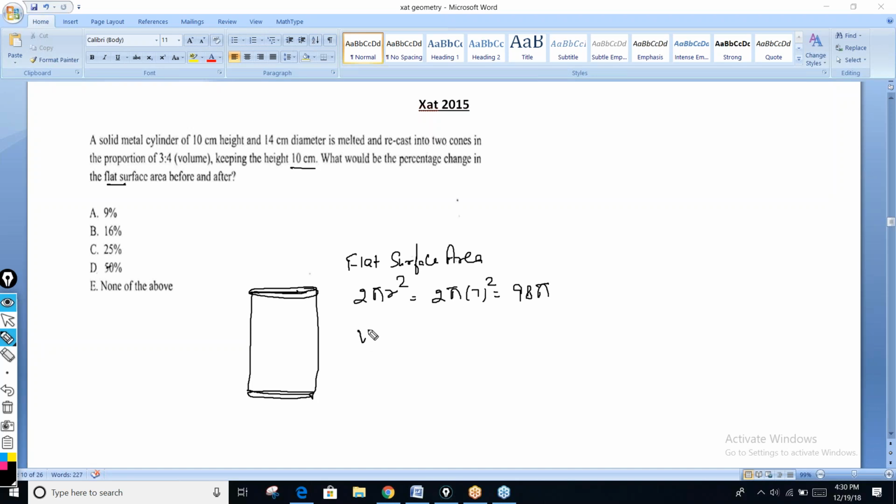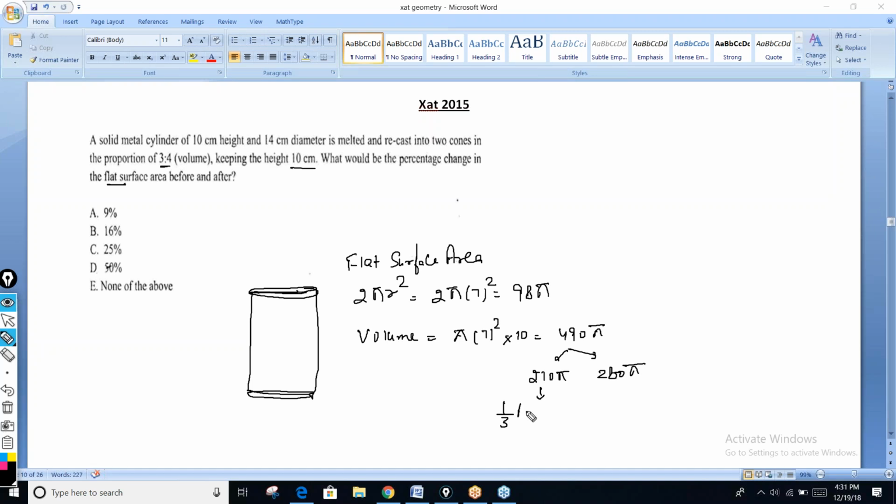And what is the volume? The volume was pi r square h. That is 490 pi. And that 490 pi has been divided into the two cones in the ratio of 3 to 4. So if I divide it in the ratio of 3 to 4, the two volumes are 210 pi and 280 pi. Keeping the height the same, so height is 10.